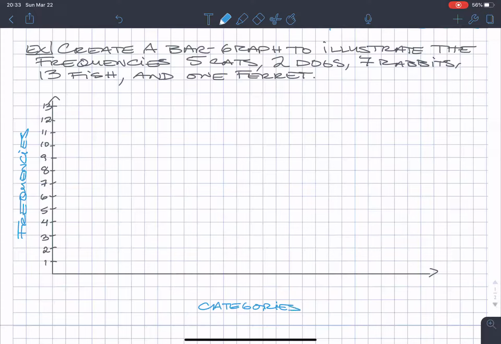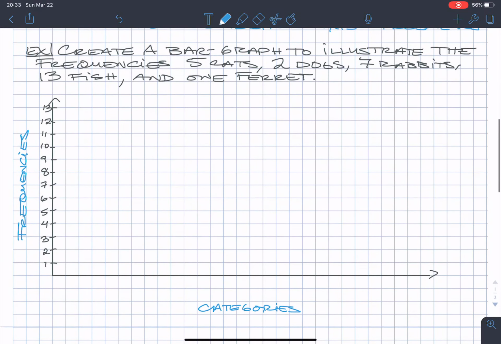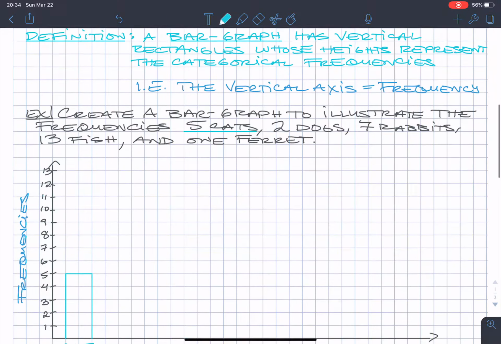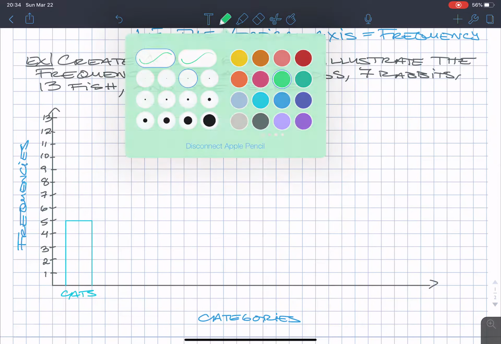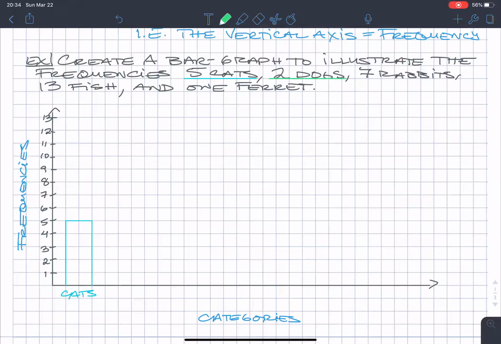So for example, now what color did I use for cats? I used blue. Okay, so let's use the same color. We have 5 cats. So what that means is that I have to have a box or a rectangle that is 5 units high, because that number 5 represents a number of cats. It's as high as the frequency. Then we have, in green, 2 dogs. So let's go over here. My height now for dogs is a box or a rectangle of height 2. So this is dogs.